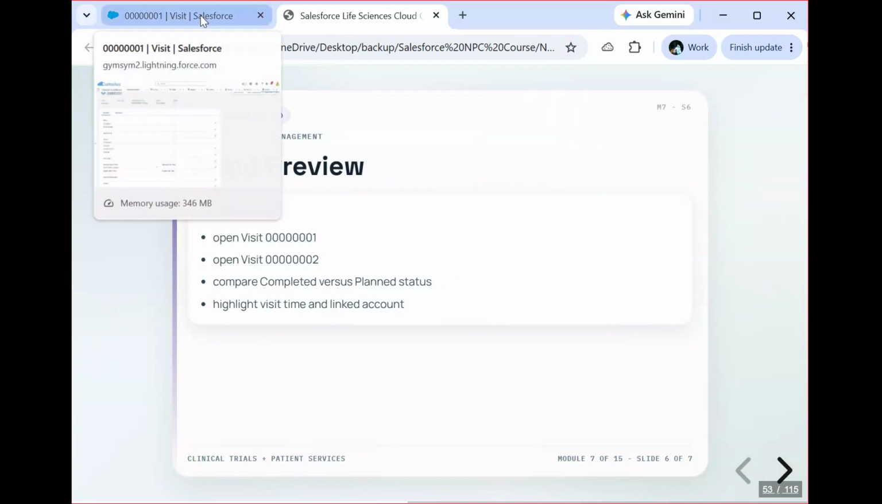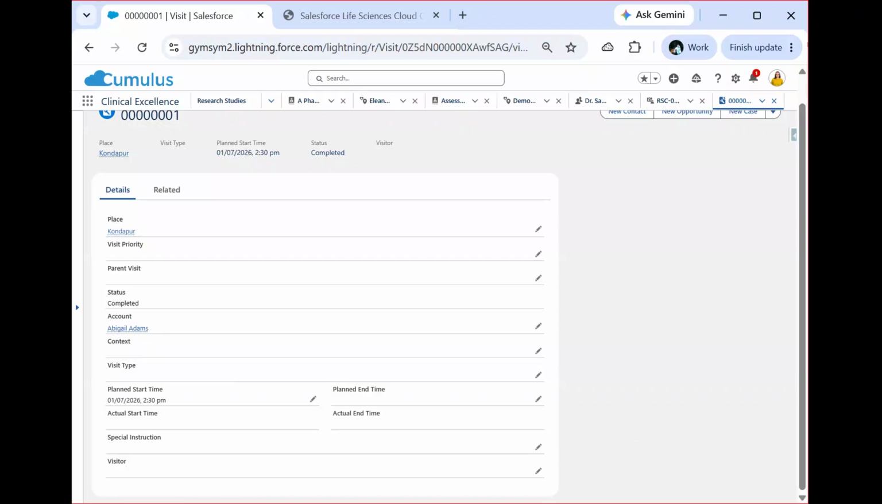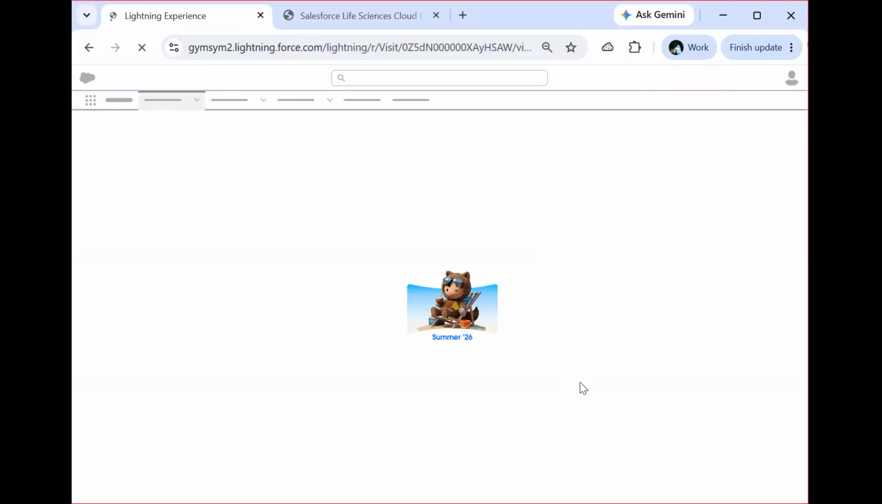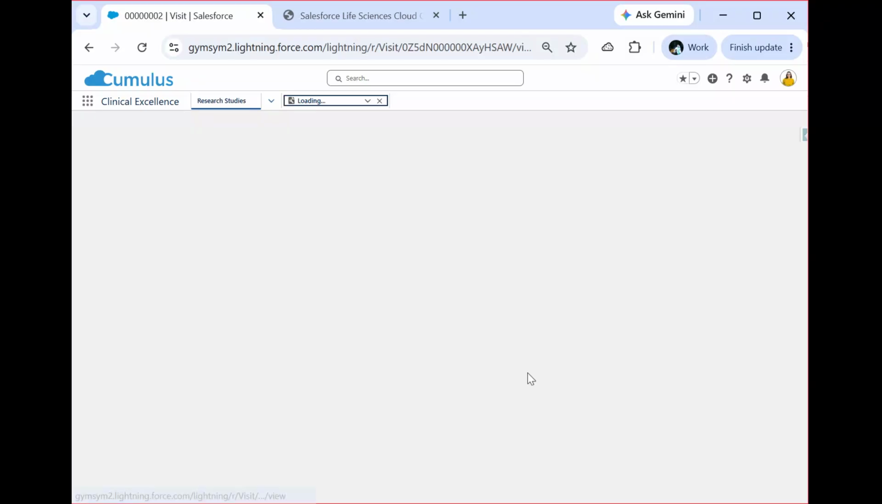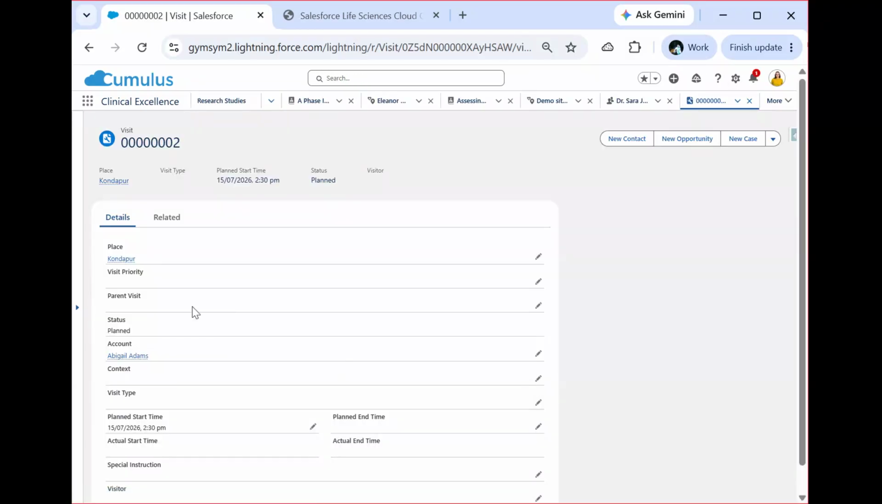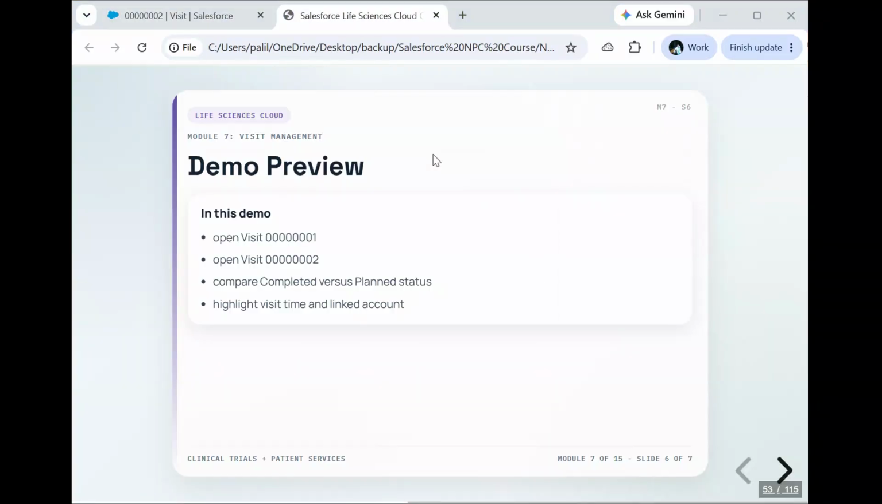Let's look at another one also. So let's look at another visit record. Over here, the visit is planned. The earlier one which I showed you for that particular account, it was completed. So in this slide, we are just comparing the two visits. If you would have seen, the status was completed versus planned.